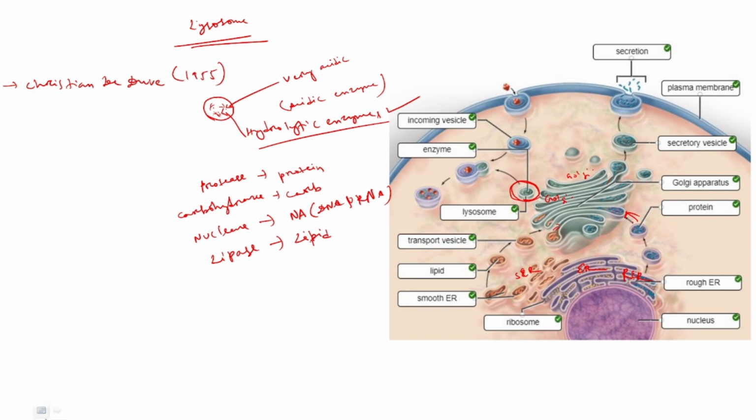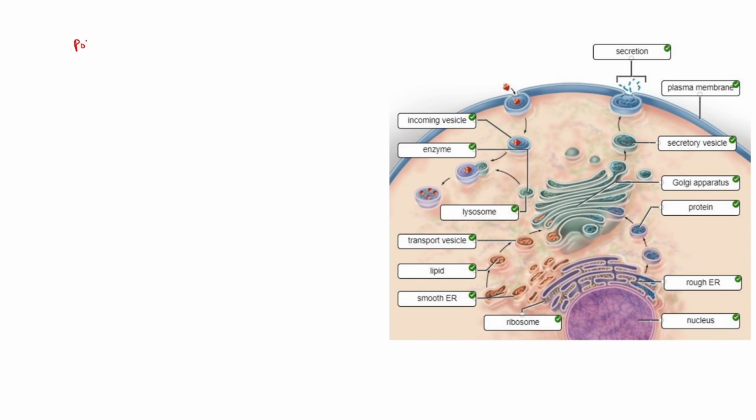So next, what is main and important is the polymorphism of lysosome. So what is polymorphism? That means more than one form of lysosome. That means different types of lysosome are present. So that is called polymorphism. It is also a neat question: which organelle shows polymorphism? The answer will be lysosome.